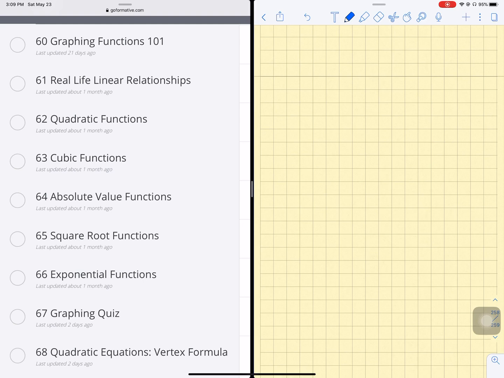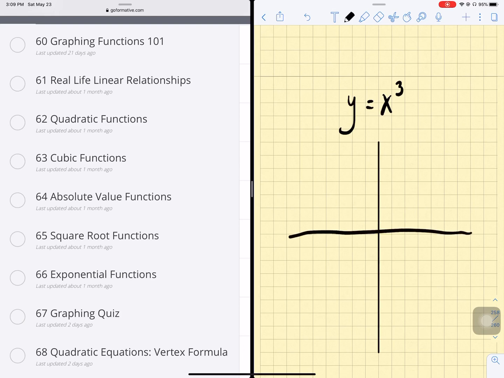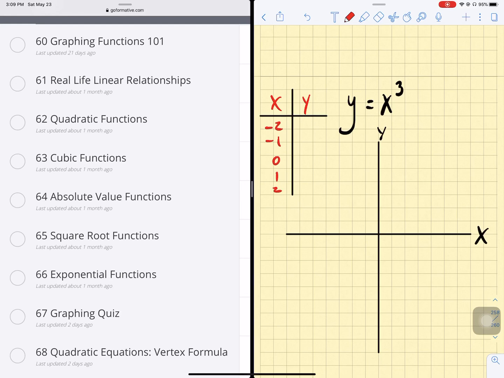All right, let's move on to talking about cubic functions. The parent function for cubic is y equals x to the third. And we'll get your table out. And actually what I'll do is I'll move your table over here. Cool. And then let's do x and then f of x, or just y is fine. And let's do -2, -1, 0, 1, 2.